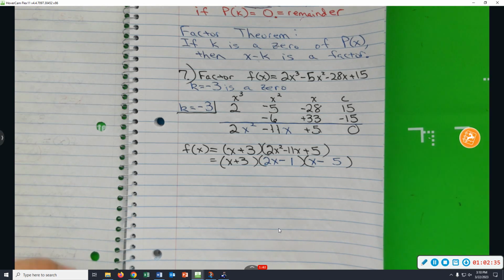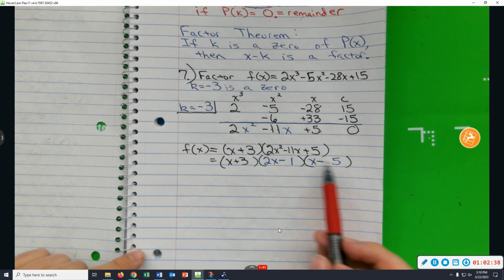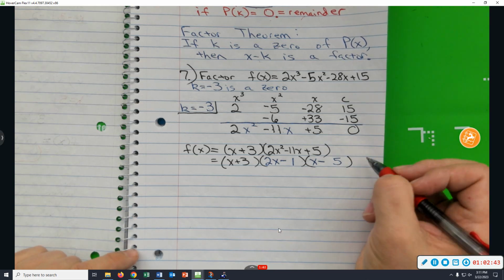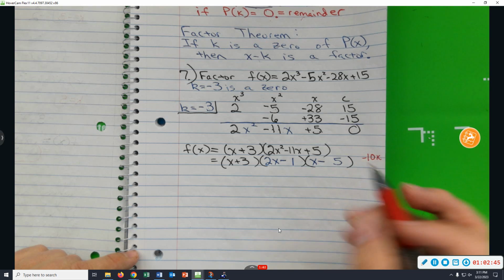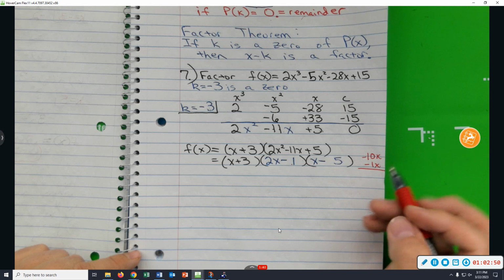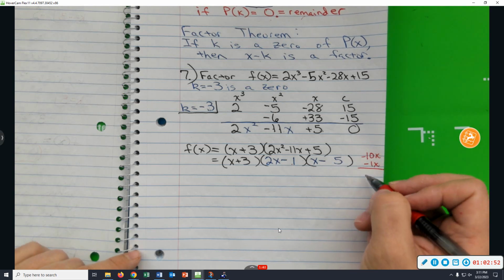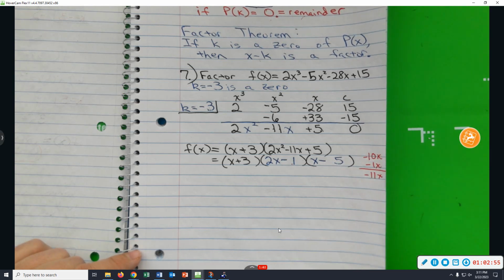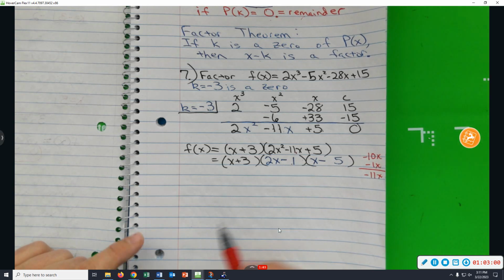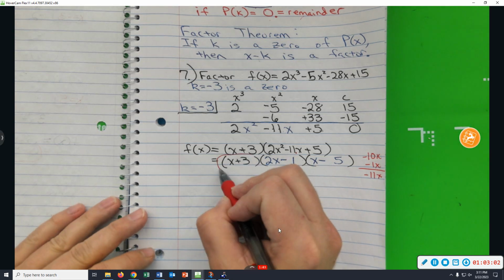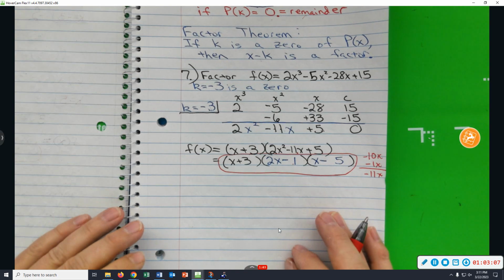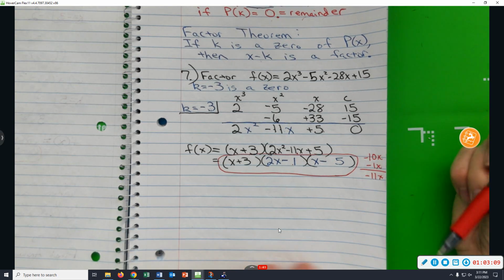Let's check. The outer product is 2x times negative 5, which is negative 10x. Negative 1 times x is negative 1x. Negative 10 minus 1 is negative 11x. Is that what we needed? Yes, it is. You have to remember how to factor quadratics by trial and error to be able to factor higher order polynomials.